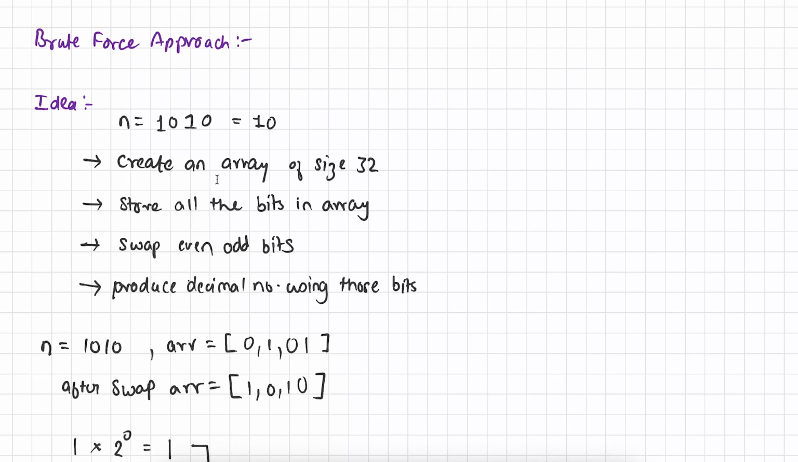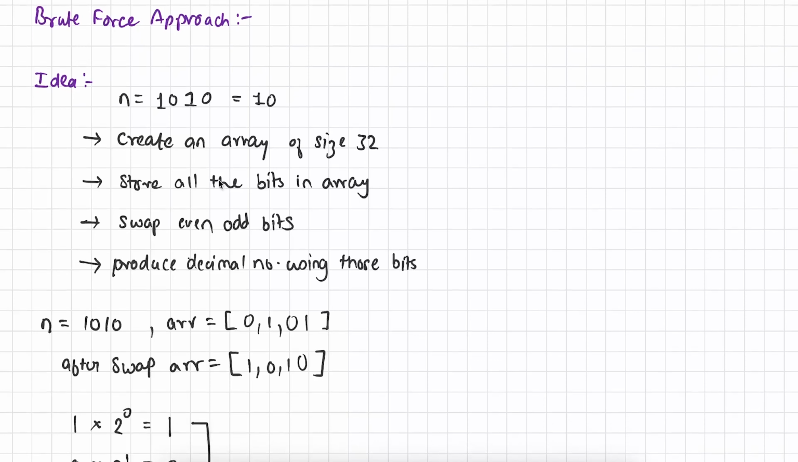After swapping, we again read all the values one by one from the array and reproduce the decimal number using those bits. As we have stored only 1s and 0s, we can reproduce the decimal number using those numbers. Let's see how it works.